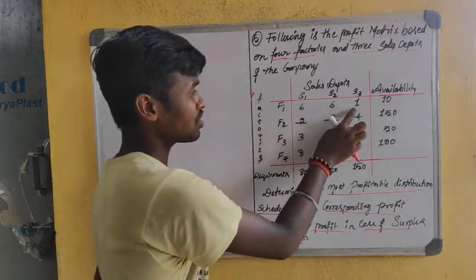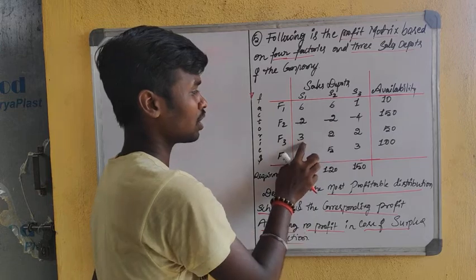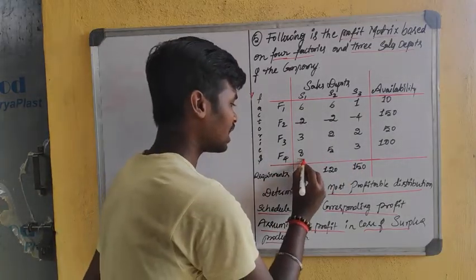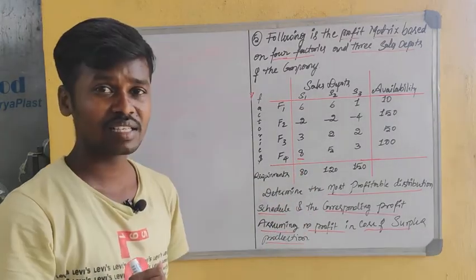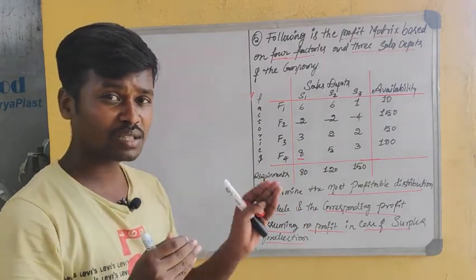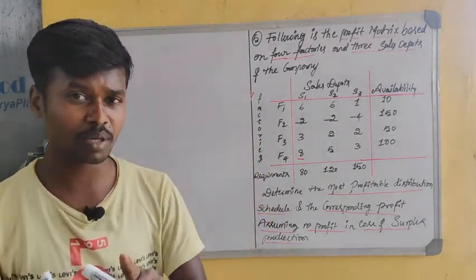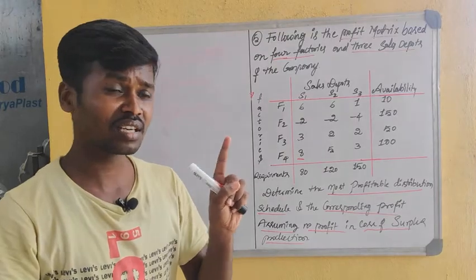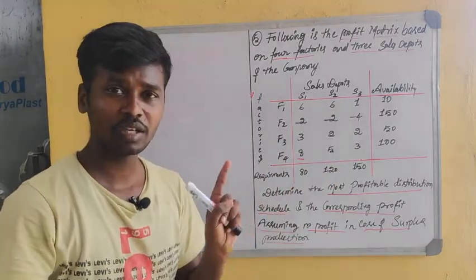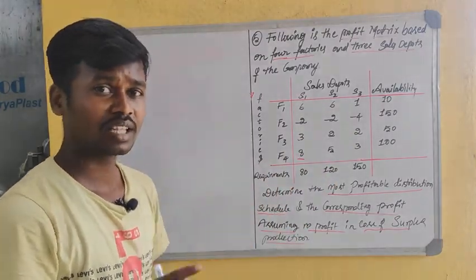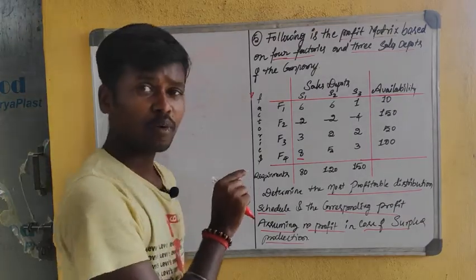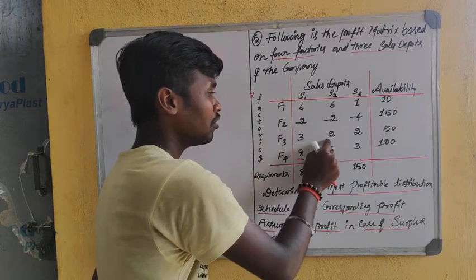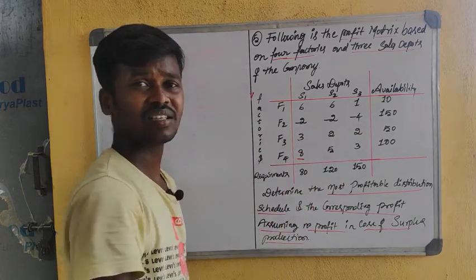See, 6, 6, 1, minus 2, minus 2, minus 4, 3, 2, 2, 8, 5, 3. Which is the highest number? Yes, ultimately 8 is the highest number. We are converting the maximization problem into a minimization problem. Carefully observe. First we have to select the highest number from the entire transportation problem. Then the next step is to subtract each individual number from this highest number.